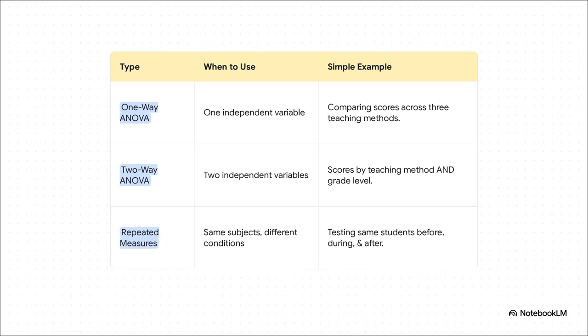A one-way ANOVA is perfect for our teaching method example because we only have one variable we're looking at. But what if we wanted to see if the methods work differently for, say, 9th graders versus 10th graders? Now we have two variables, so we'd use a two-way ANOVA. And if we tested the exact same group of students multiple times, like before, during, and after a course, that's a job for our repeated measures ANOVA.